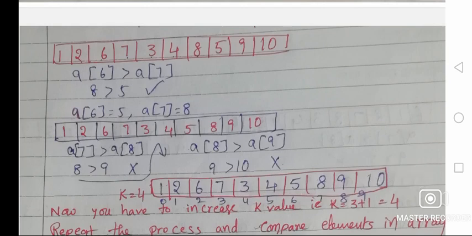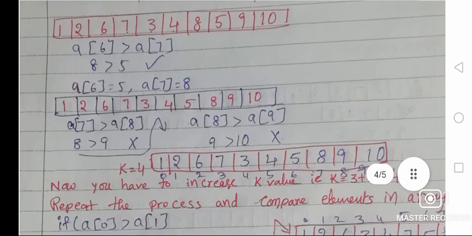So in this array you are checking F6 and F7. So this condition will be true. F6 is equal to 5 and F7 is equal to 8. Your new array is 1 2 6 7 3 4 5 8 9 10.